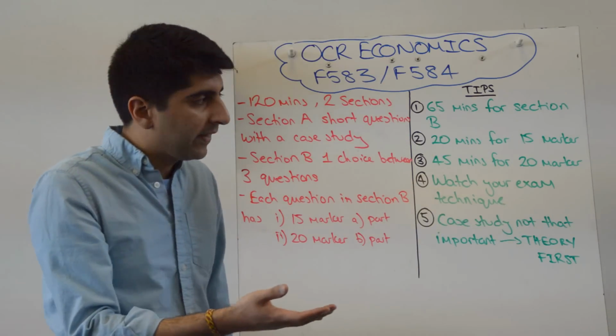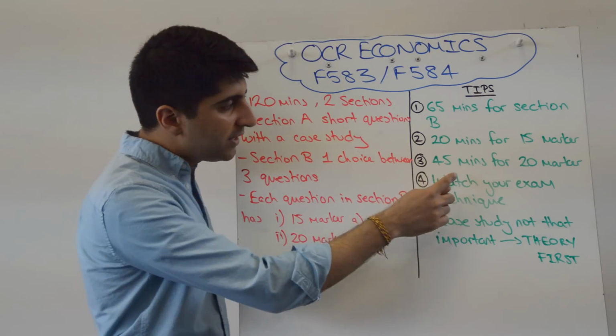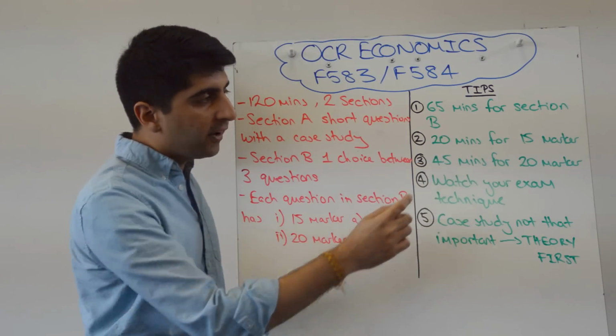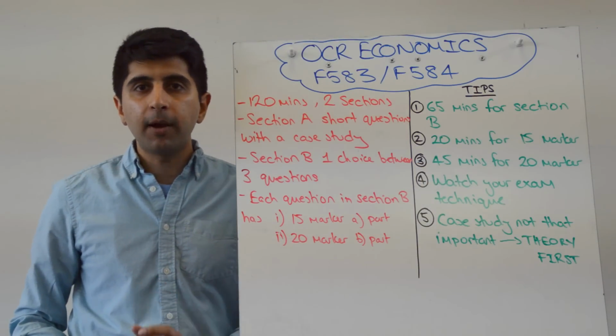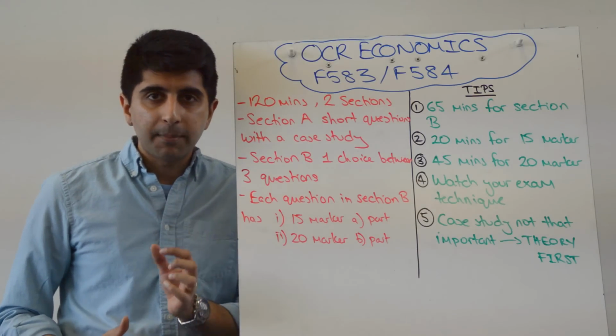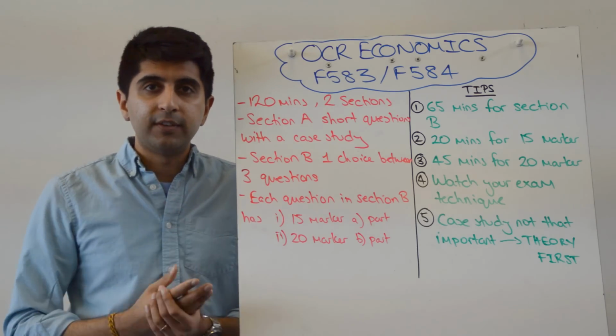Then how to allocate that time? Well, I would say 20 minutes for the 15 marker and 45 minutes for the 20 marker. That 45 minutes there is so important because the 20 marker is key. It's worth 1/3 of your paper. So weight it up heavily with time. Enough time for you to really do a good 20 marker.